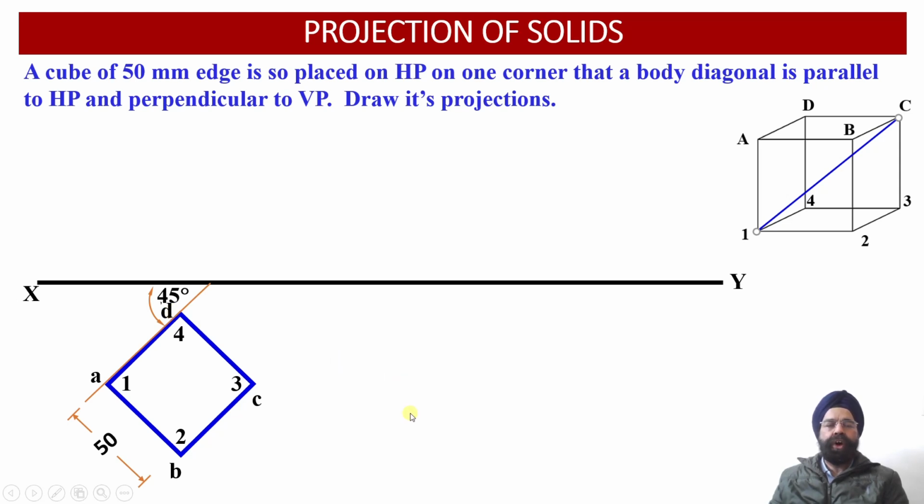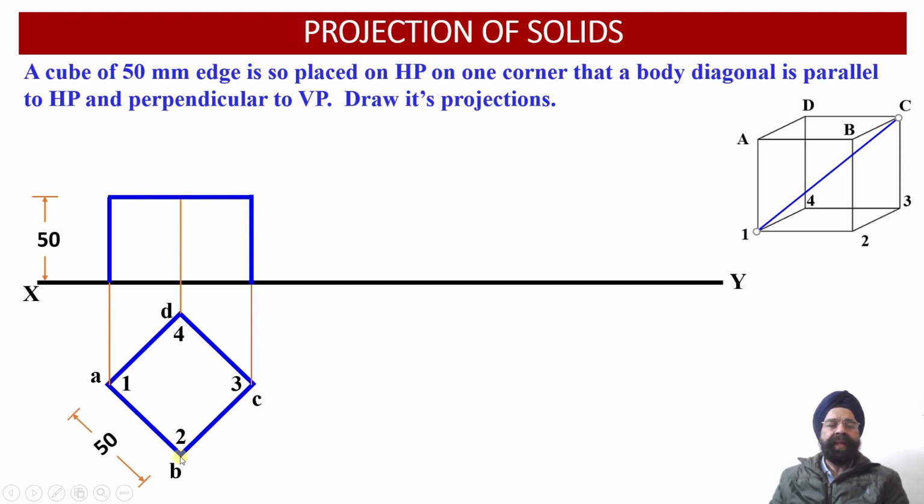So having drawn the top view projections of this cube, now let us obtain the front view projections corresponding to this cube. Now we know that the height will also be equal to 50 millimeter. So now we have drawn projectors through A1, B2, D4 and C3, and using this height equal to 50 millimeter, we have been able to obtain the front view projections over here.